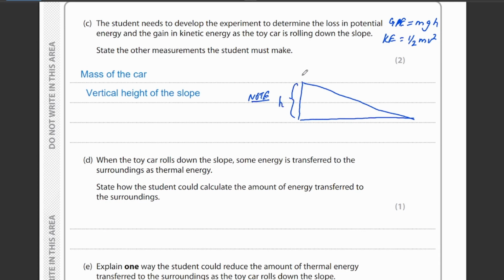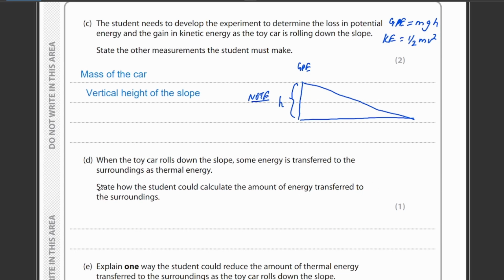If you want to calculate the GPE here, you need to work out the height that the car has been lifted by, multiply that by the gravitational field strength and the mass of the toy car. Part D, when the toy car rolls down the slope, some energy is transferred to the surroundings as thermal energy. State how the student could calculate the amount of energy transferred to the surroundings.